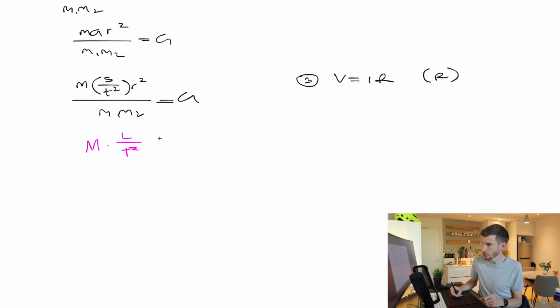Remember, R is a length, so that is L squared as its dimensions. And then all over mass times mass, so let's just put that together as mass squared. And that should be the dimensions of G. We just have to then clean up the fraction.